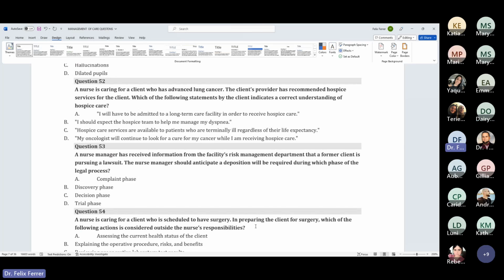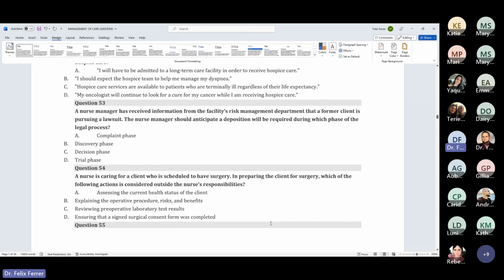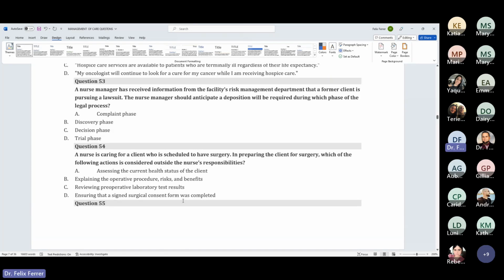The nurse manager has received information from the facility risk management department that a former client is pursuing a lawsuit. The nurse manager should anticipate that a deposition will be required during which phase of the legal process? For me, C. No, it's B, the discovery phase. In that phase, both parties, the attorneys and the plaintiff, are looking for relevant information. So doing that, they will gather facts, and the discovery phase includes witnesses. Deposition means looking for evidence and looking for witnesses. That's what it means, okay?